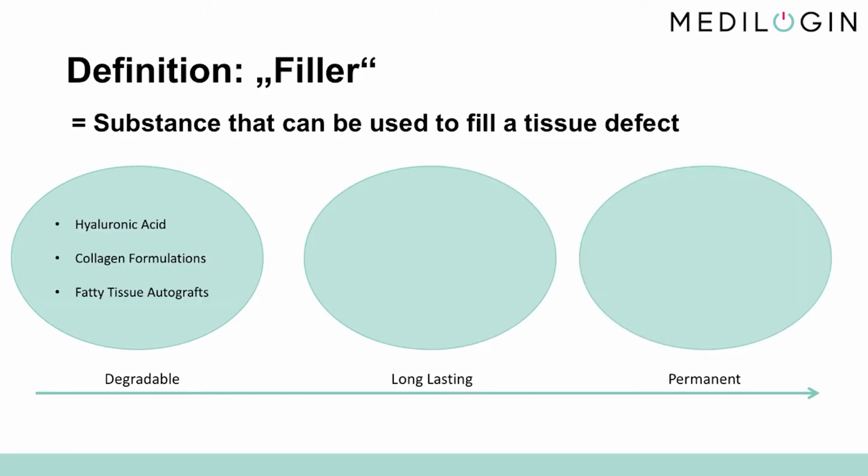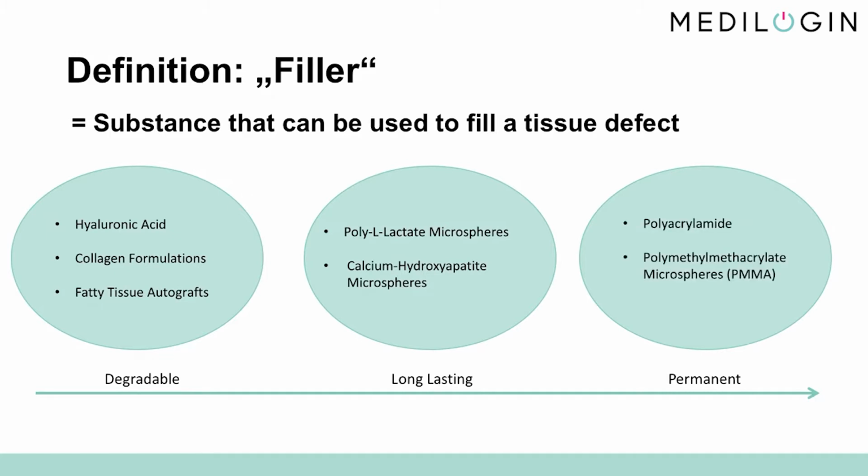Examples of absorbable fillers are hyaluronic acid, collagen preparations, and fatty tissue autografts. Long-lasting fillers include poly-L-lactate microspheres or calcium hydroxyapatite microspheres. Permanent fillers remain in the tissue to which they have been applied and are not absorbed or eliminated by the body. 2 examples of such fillers include polyacrylamide and PMMA. Now, let's deepen our understanding of hyaluronic acid.